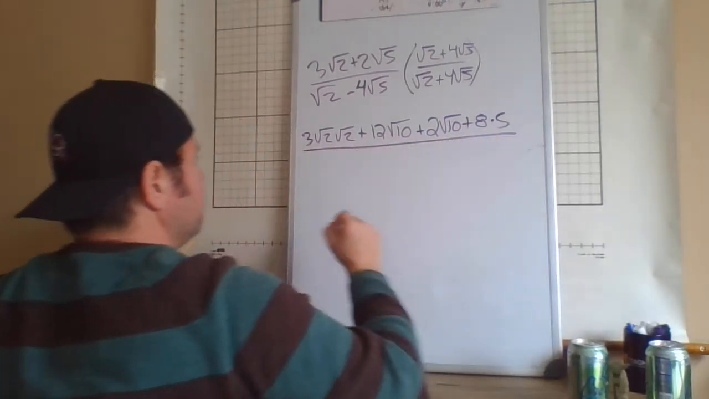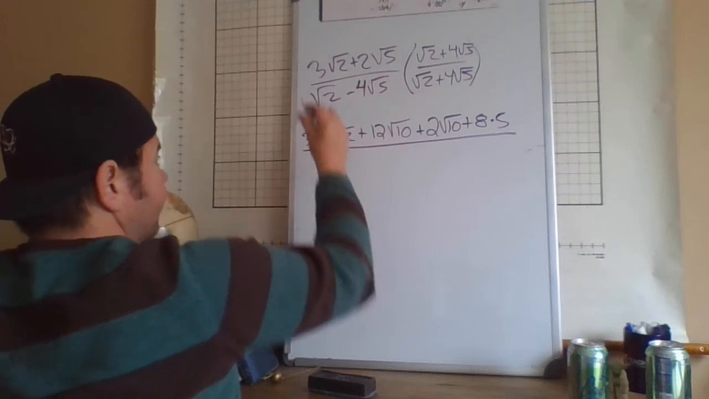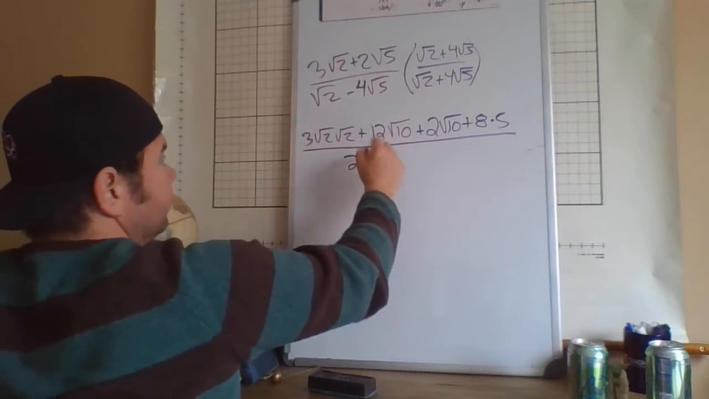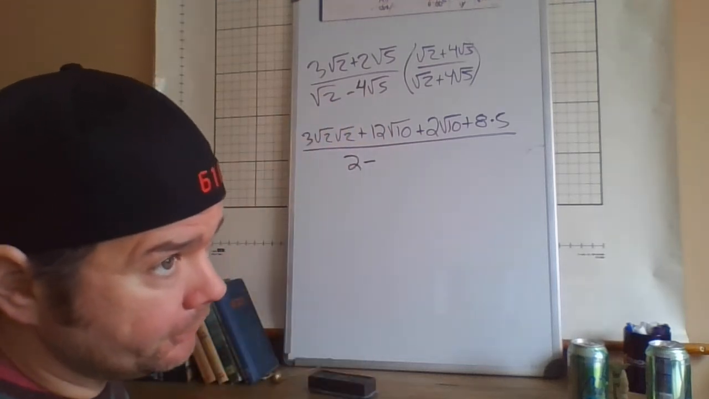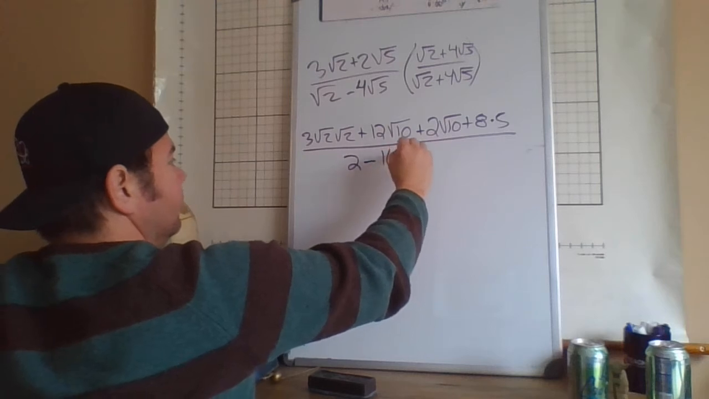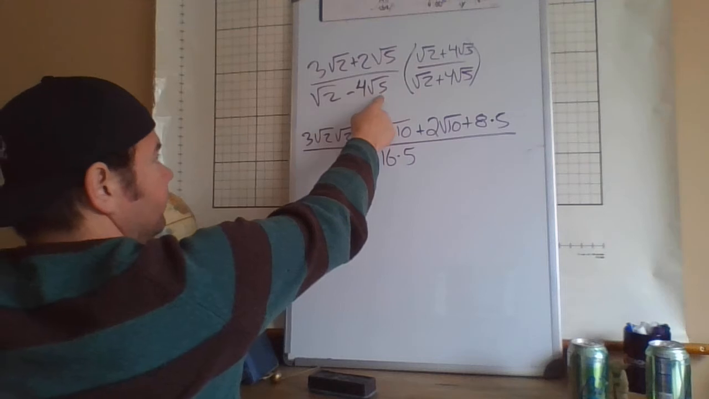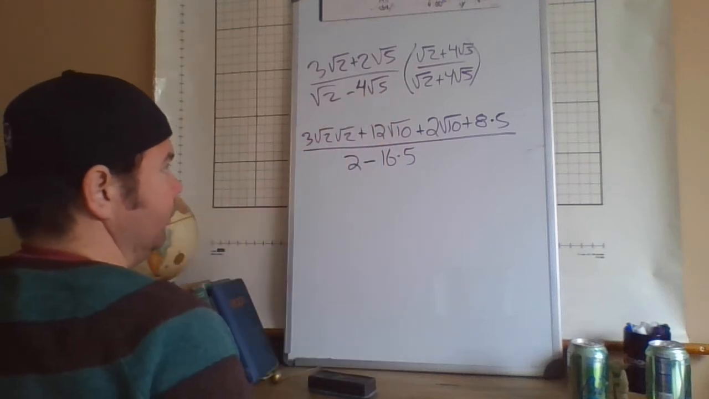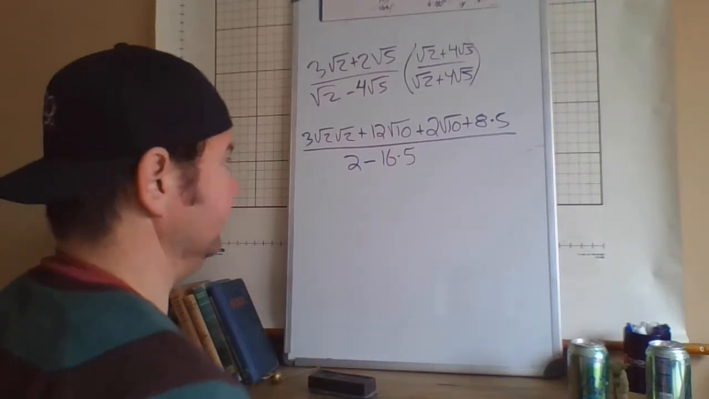Over. The bottom, again, conjugates. √2 to the second power is 2, minus 4 times the square root of 5 squared, which is 16 times 5. This squared times this squared. Okay, so still a little bit of a hot mess, so I've got a little bit more work to do cleaning this up.